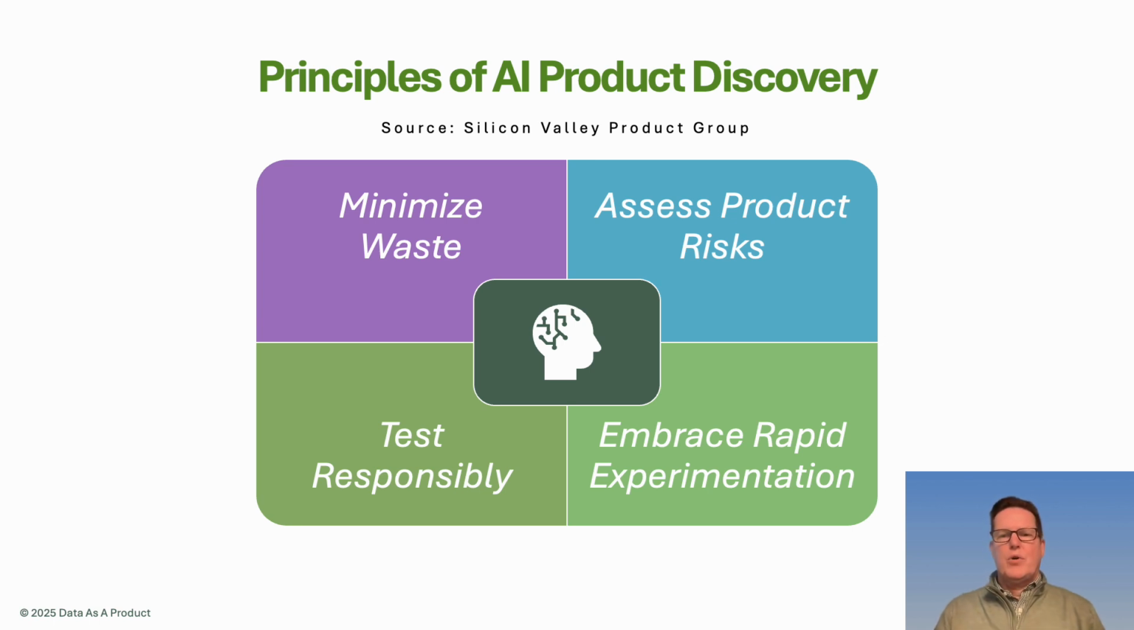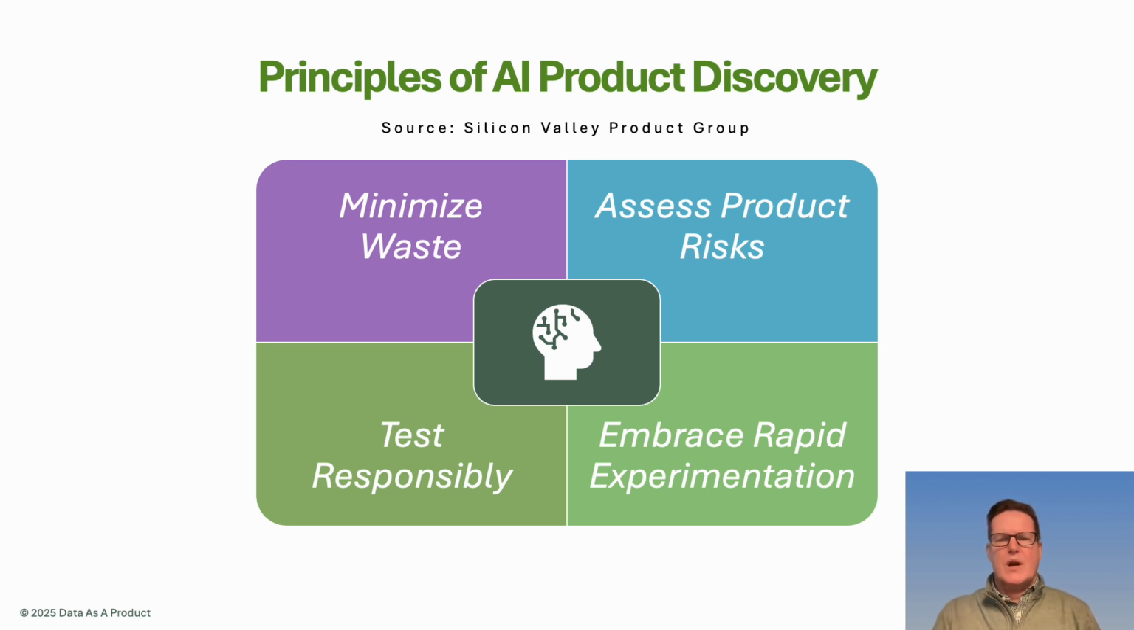Now, it's going to be really important to embrace rapid experimentation. We do this by using both quantitative and qualitative techniques to explore solutions. One way we could do this is through A/B testing different model outputs to identify which delivers the best user experience. Or we could just ask users directly which model they prefer. And finally, we need to test responsibly. We need to ensure that the experiments are conducted in a way that's ethical, protecting customer data and maintaining trust.